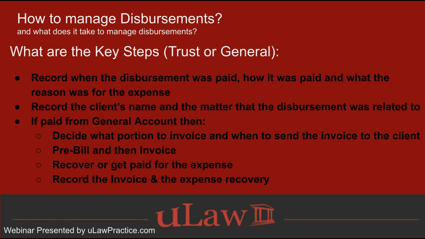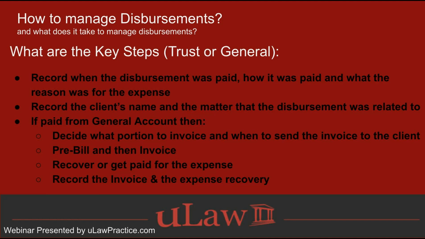So in that case, this point is applicable. You have to first decide what portion has to be invoiced. There can be about $300 that you're spending from the pocket, but you have to make sure how much it is that you're invoicing the client. So when you invoice the client, you send the invoice to the client, pre-bill and then invoice. Basically, you're going to be adding in the disbursement portion, let's say along with the legal fee that you've already added in. Now, this will help you to recover the expense as you're getting the money into the general account.